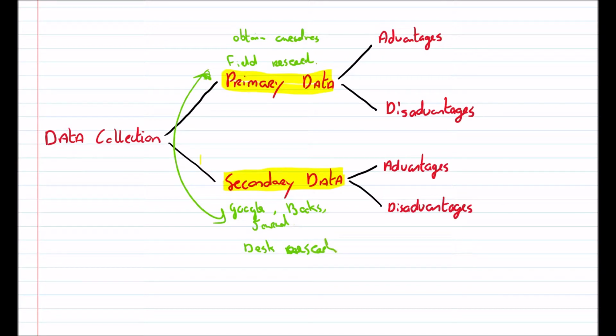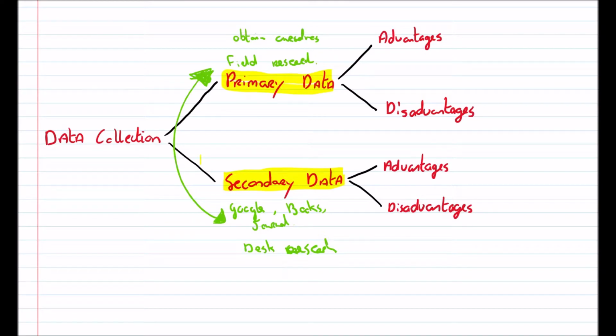But the difference between both is, with primary data, we go out into the field, or out into the streets or wherever, and we get the data ourselves. Whereas with secondary data, we get it by reading a book or on Google, so the data has already been collected by someone else and we're just taking that data for ourselves.